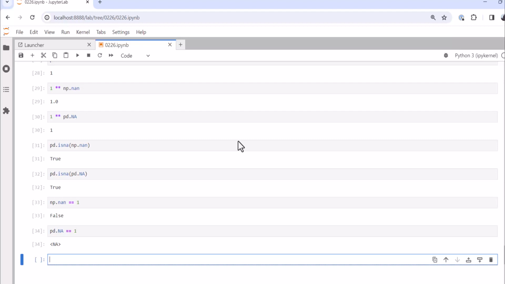The last piece of the puzzle that we're going to talk about when dealing with missing data is how we fill in missing data. But we'll do that next week.